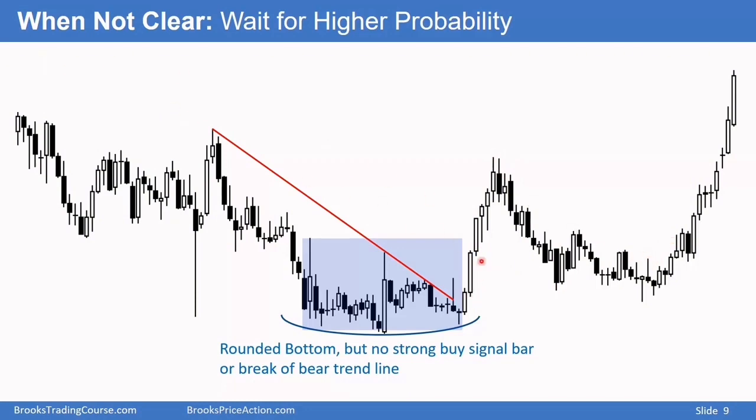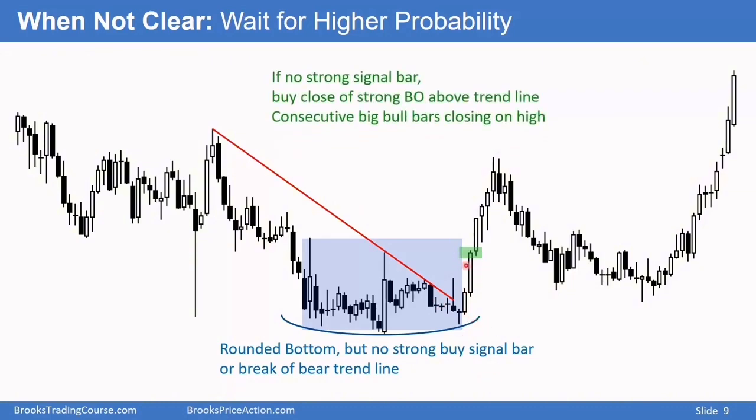Bear trend, very strong bull breakout, and then several attempts at a higher low, and then a second leg up, leg 1, pullback, leg 2, a large head and shoulders bottom, left shoulder, head, right shoulder. A rounded bottom, again, I just don't use that term. I use other terms like higher low major trend reversal. Not a strong buy signal bar, and not a strong break above the bear trend line.